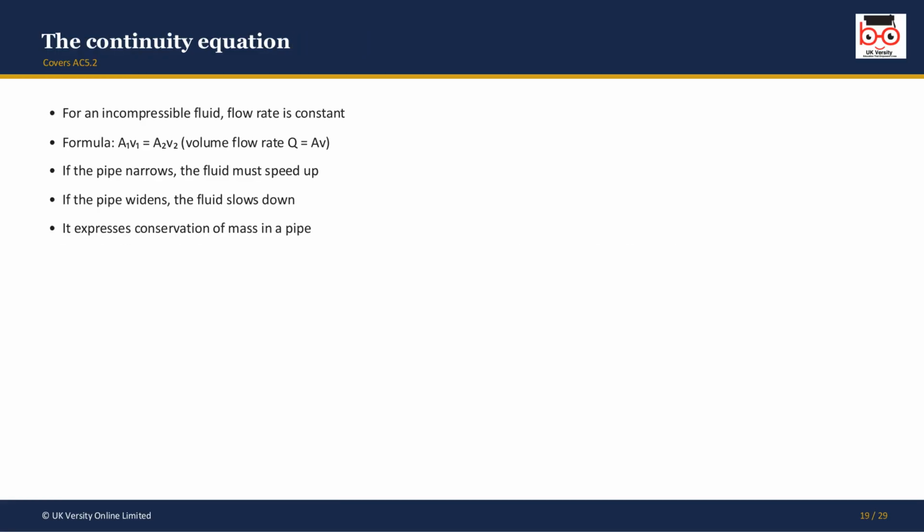Let's look at the continuity equation. For an incompressible fluid, the volume flow rate stays constant along a pipe, so the area times velocity at one point equals the area times velocity at another, remembering that flow rate Q is area times velocity. The consequence is intuitive. Where the pipe narrows, the fluid has to speed up, and where it widens, the fluid slows down. At heart, it's simply an expression of the conservation of mass as the fluid moves through the pipe.